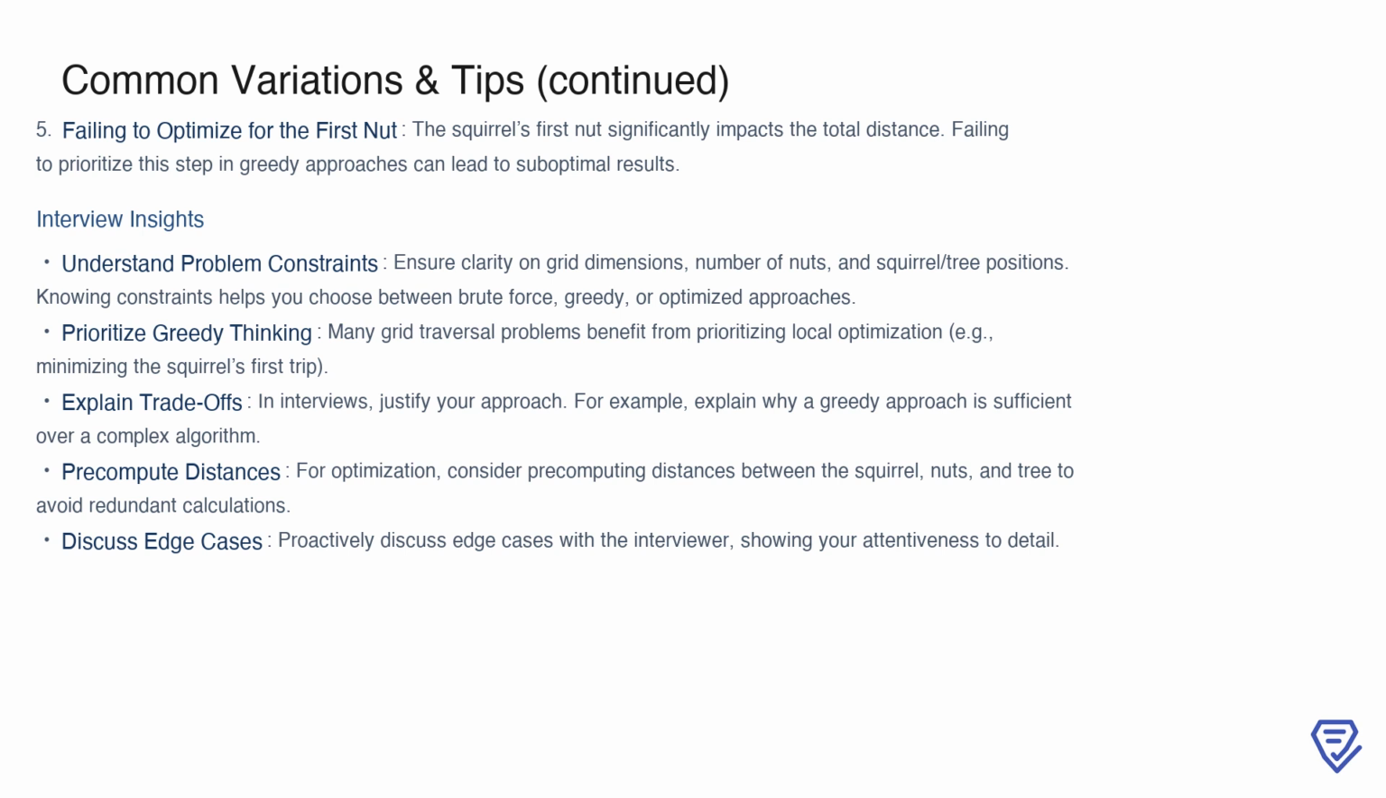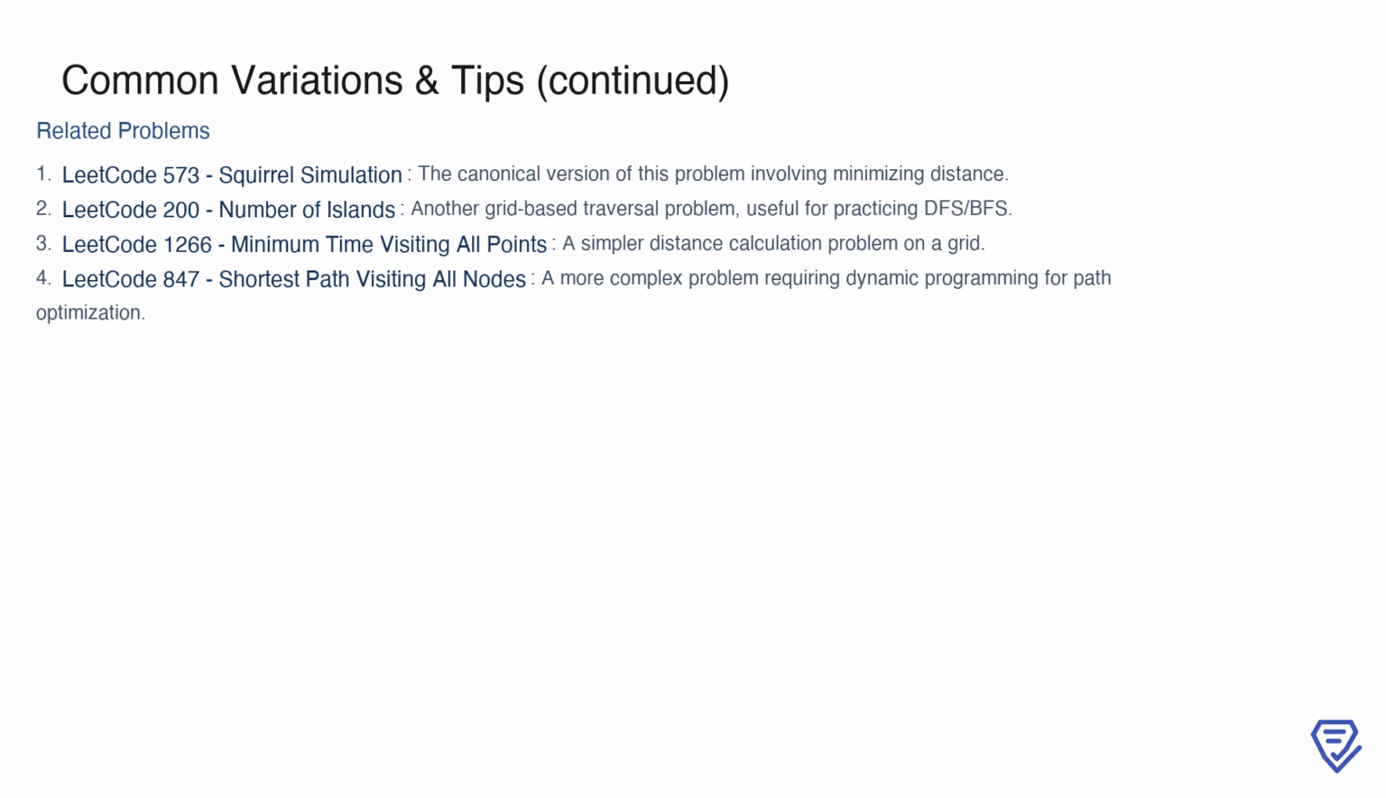Pre-computing distances between the squirrel, nuts, and tree is another valuable optimization technique, as it avoids redundant calculations. Lastly, discussing edge cases with your interviewer demonstrates thoroughness and attentiveness to detail, which are highly valued in problem solving. This problem has strong connections to other grid-based challenges, making it a great stepping stone for related problems. The canonical version, LeetCode 573, focuses on minimizing distance in the squirrel simulation context.